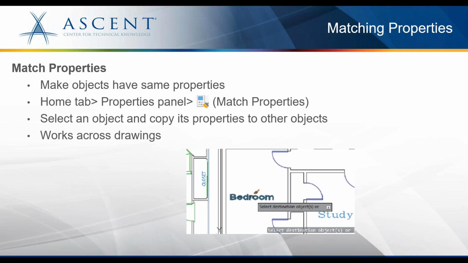Now, Match Properties also works across drawings. You can specify the source object in one drawing and apply those properties to objects in another drawing. This is a good example of the usefulness of floating windows, where you can have both drawings visible while you're matching the properties of objects in the drawings.